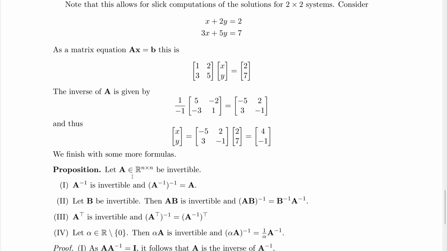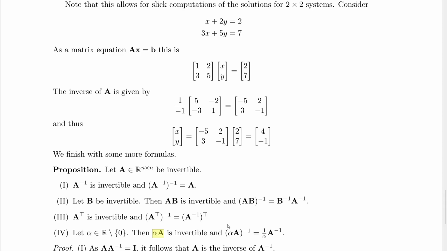Alright, so if you have an invertible matrix, its transpose is also invertible, and the inverse of the transpose is the transpose of the inverse. So again, our favorite phrase in mathematics, the x to the y is the y to the x. And then finally, scaling an invertible matrix by a non-zero scalar keeps you invertible, and the formula for the inverse is what you think it should be.